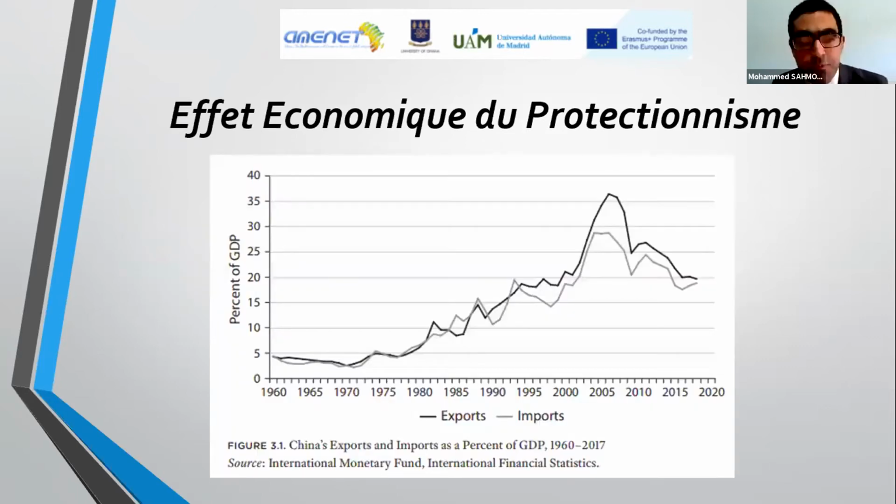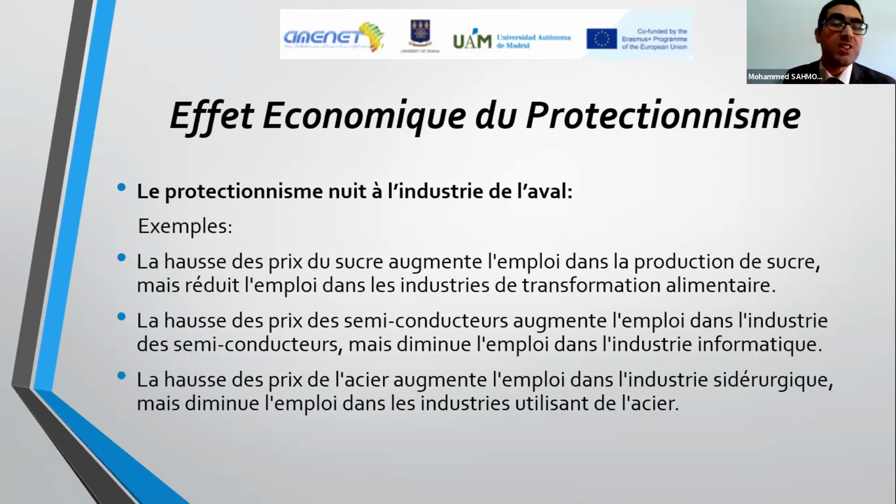Et là, cette courbe concernant les importations et les exportations en Chine montre cet aspect-là. On a beau dire que la Chine exporte beaucoup, mais les statistiques montrent que lorsque la Chine exporte beaucoup, en même temps elle importe beaucoup, et donc plus les exportations de la Chine augmentent, plus les importations augmentent en parallèle. Le protectionnisme nuit aussi à l'industrie de l'aval.